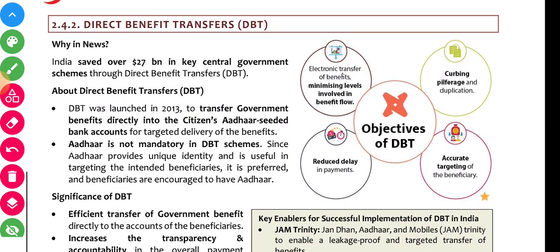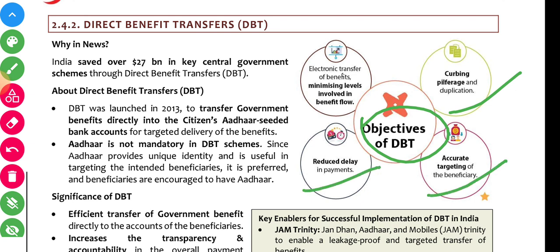Next is direct benefit transfer. In the news, India saved over $27 billion in key central government schemes through direct benefit transfer. Objectives of direct benefit transfer: curbing pilferage and duplication, accurate targeting of beneficiaries, reduced delay in payments, electronic transfer of benefits, minimizing levels involved in benefit flow, and reducing corruption as well.